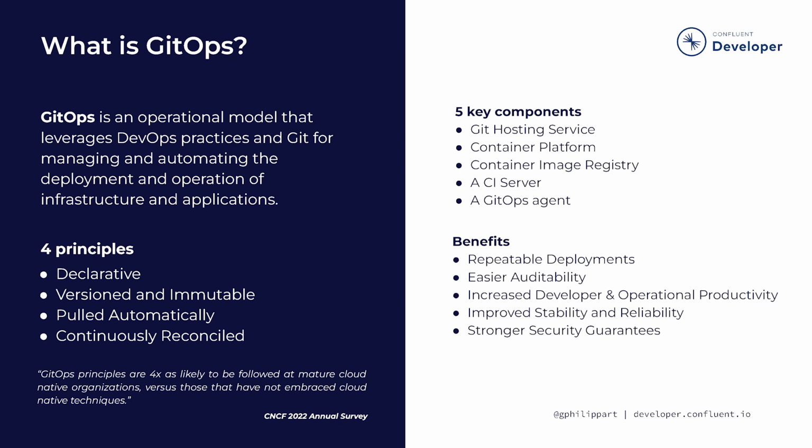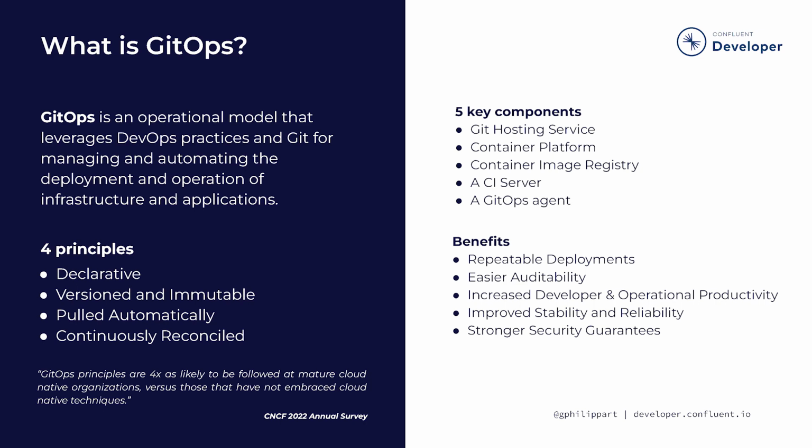You will need the following components to implement GitOps: the Git hosting service to manage your Git repositories, a container platform to run, manage, and scale containerized applications. Usually that will be Kubernetes. A container image registry to store your application images, the CI server to build the application, package it up in an image, and publish it to the image registry.